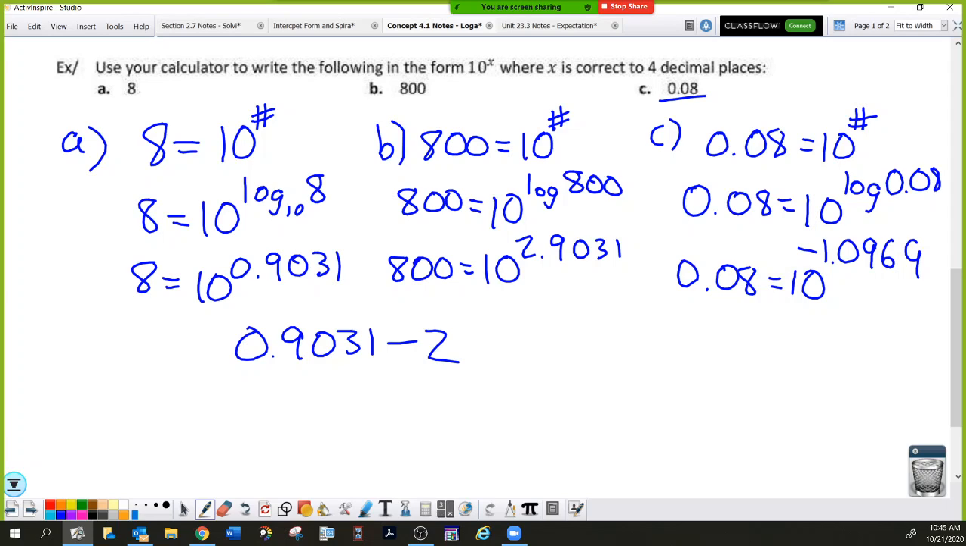Oh, I see. Yeah. Adding numbers to decimals is easier than subtracting. But that's why that works.